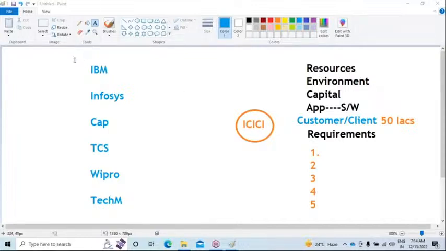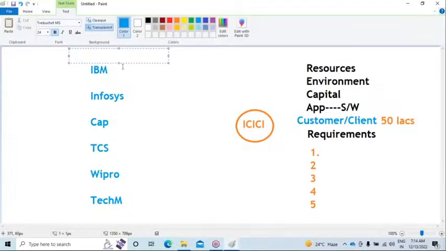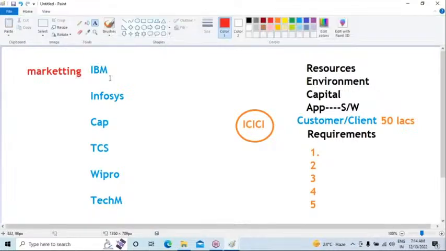So every company is going to be maintaining a marketing team. The marketing team will market their business. Nowadays, advertisements are placed through what is called search engine optimization. They give advertisements on YouTube, Facebook, Instagram, like that. In this process, the customer hears about the company.